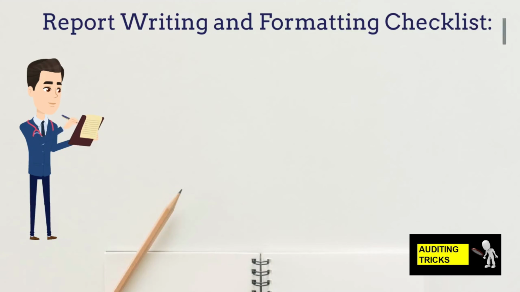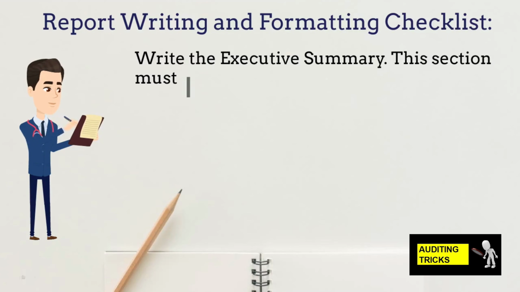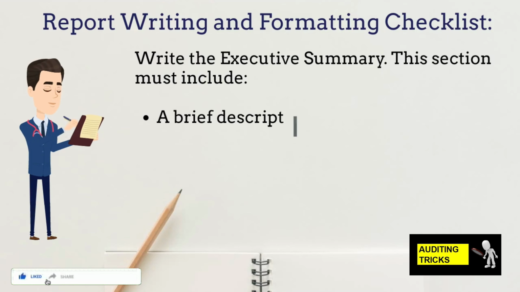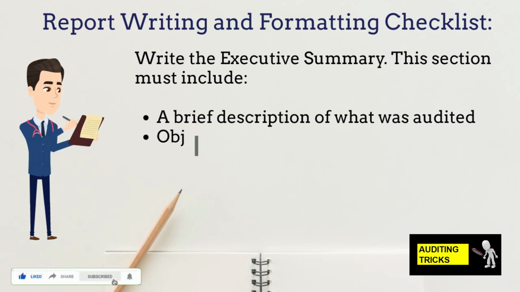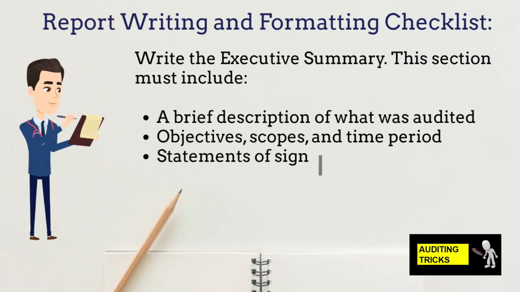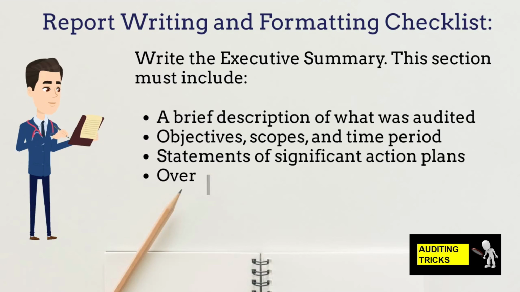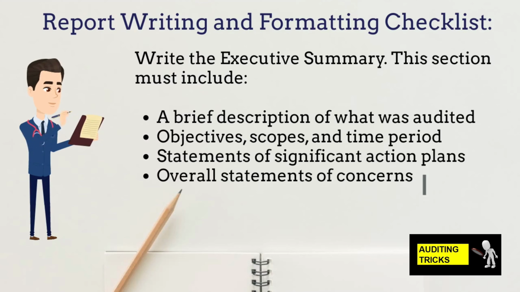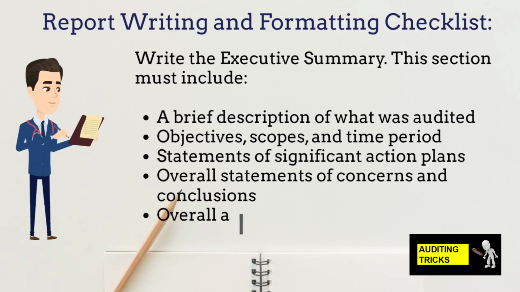Write the executive summary. This is an overview of the audit results. It should present overall conclusions and recommendations related to the purpose, scope and methodology. This section must include a brief description of what was audited, objectives, scope, and time period. Statement of significant action plan. Overall statements of concerns and conclusions. Overall audit report rating.